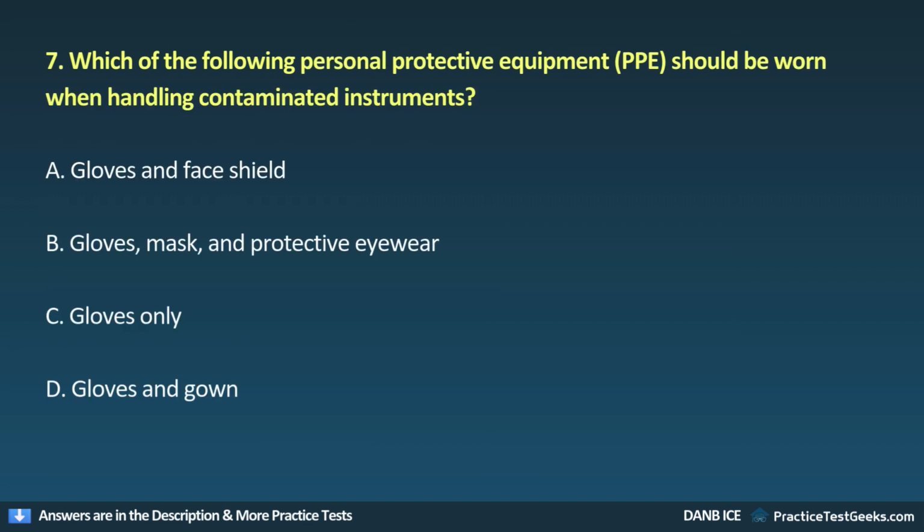7. Which of the following personal protective equipment, PPE, should be worn when handling contaminated instruments? A. Gloves and face shield. B. Gloves, mask, and protective eyewear. C. Gloves only. D. Gloves and gown.